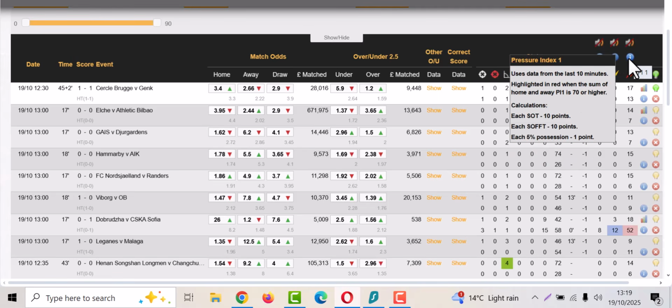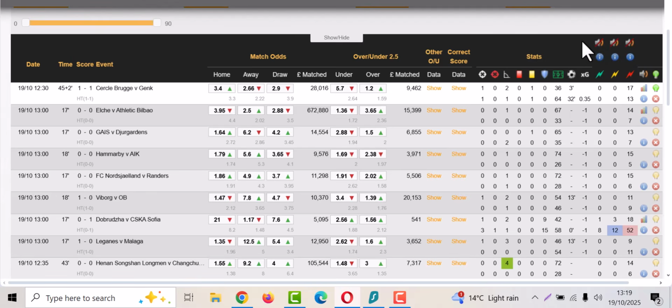There we go. PI1 alone is a very good indicator of when goals are likely, when they're going to come. When all three are lit, you guys see you've got two here. When all three are lit, we call that the traffic light signal. And again, more often we will see a goal follow after that.